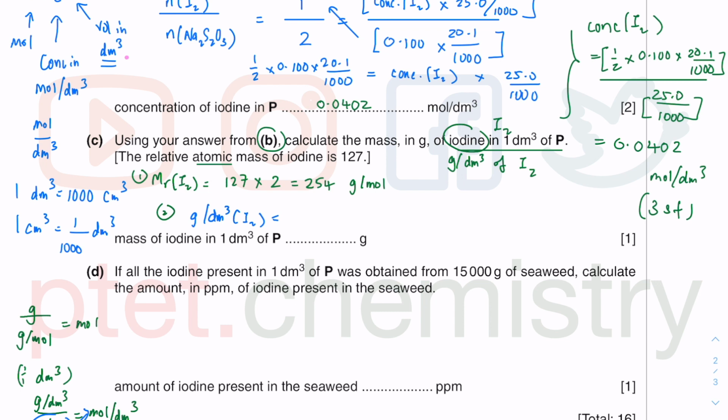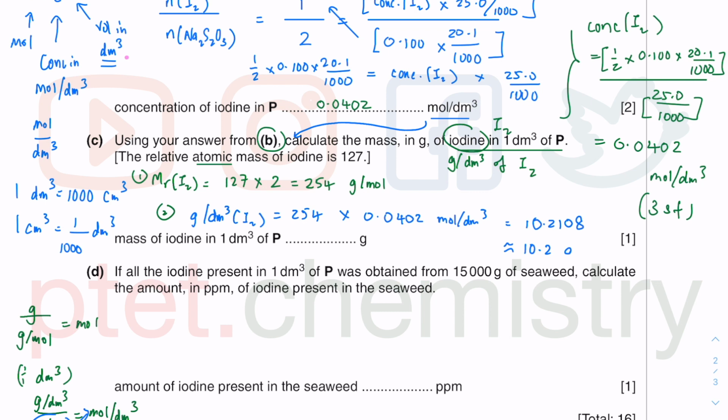It's going to be the gram per mole, which is the Mr, so 254, multiplied by the mole per dm cube of the iodine, which was the answer from B, the concentration of iodine. So that is 0.0402 mole per dm cube. If you follow the units, the math will not disappoint you, and you know it is sound chemistry as well, because the math is correct.